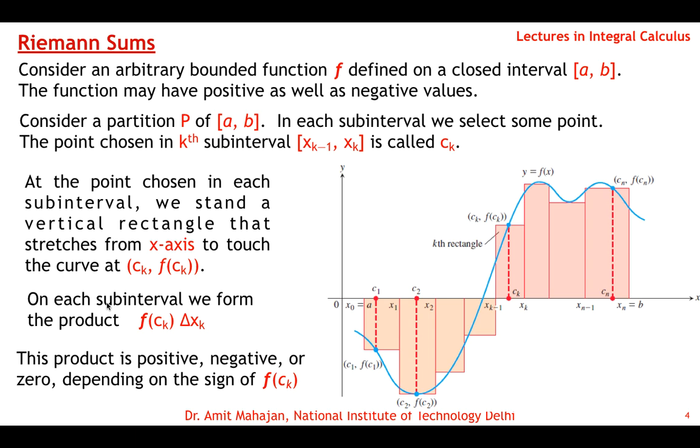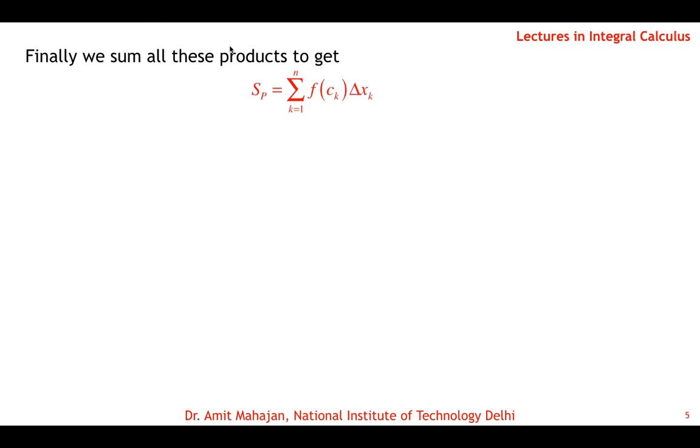So this product which we have formed depends on how the partition is taken, and also depends on how the point ck is chosen. Now if we add all these f(ck) delta xk for each subinterval, we can write this as summation k equal to 1 to n of f(ck) delta xk. With k equal to 1, it is for the first subinterval. For k equal to 2 it will be the second, k equal to 3 the third, and so on, up to the nth subinterval.